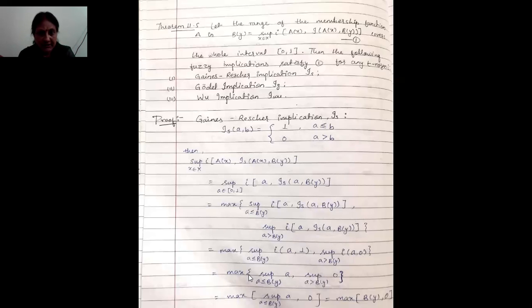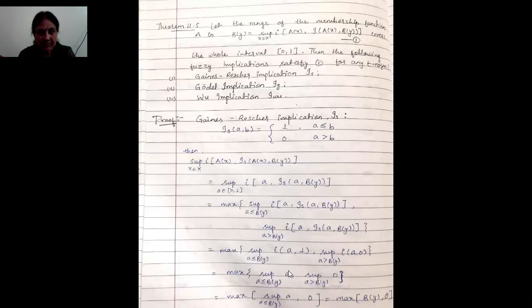Now this is equal to maximum. What will be the supremum here? The supremum will be A. And what will be the supremum here? The supremum will be 0. Because I(A, 1) is equal to A and I(A, 0) is equal to 0. This has come from the axioms of T-norms.